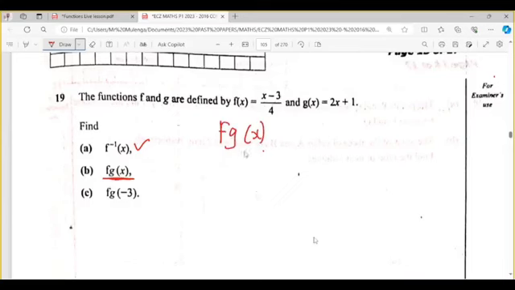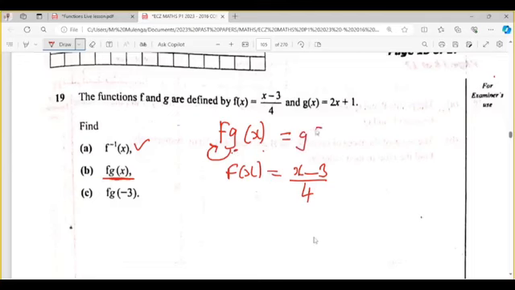What does this mean? This means that the function of g will compose the function of f. In simple language, it means that where you have the function of f, which is (x minus 3) over 4, on this function of f we are going to put the function of g.